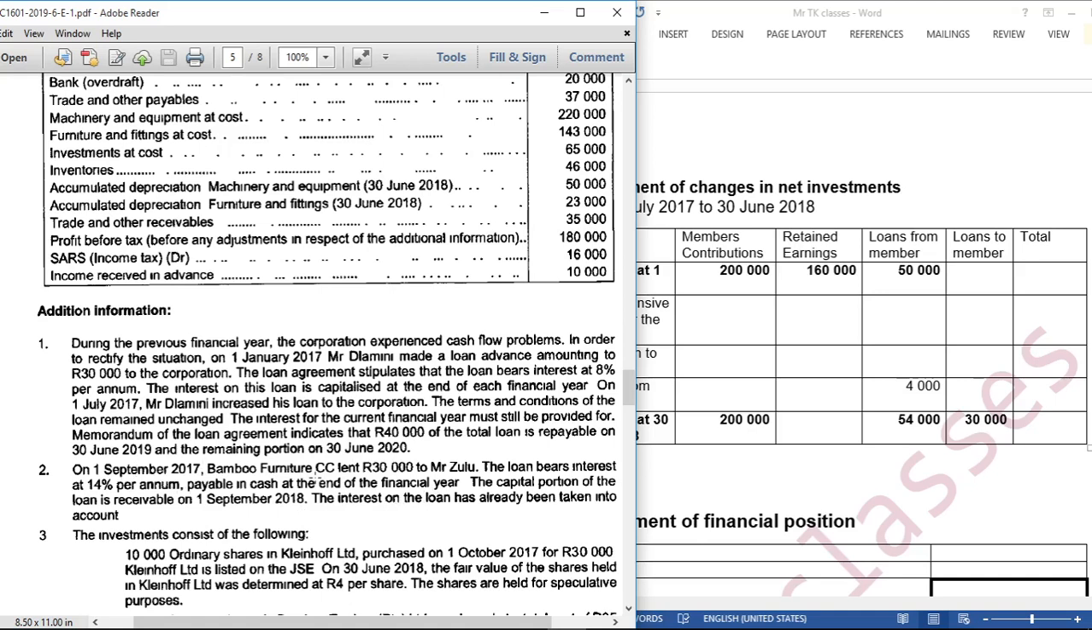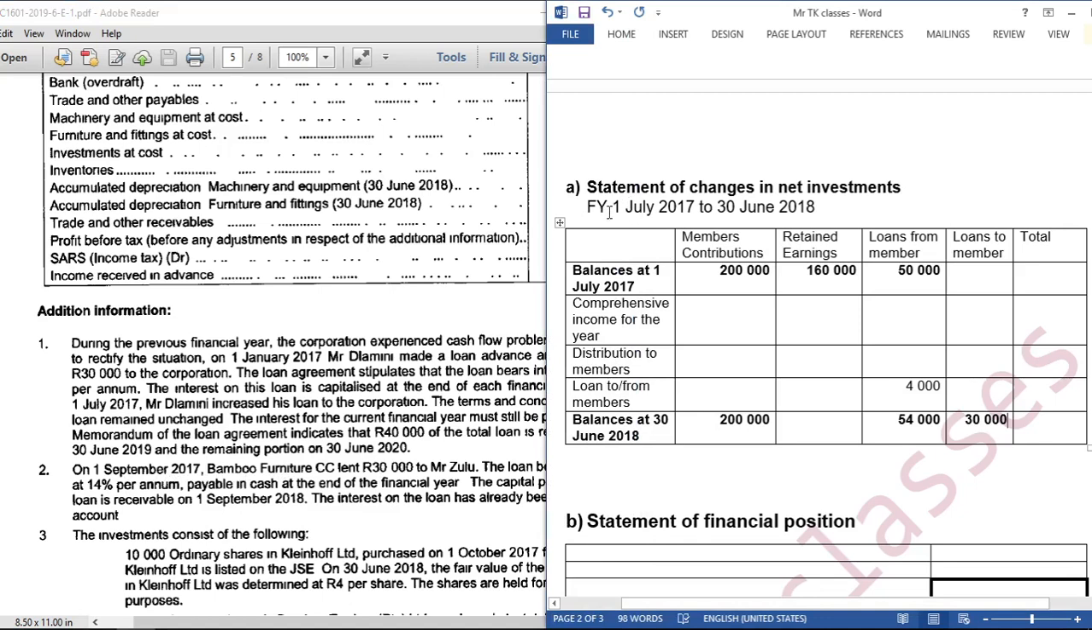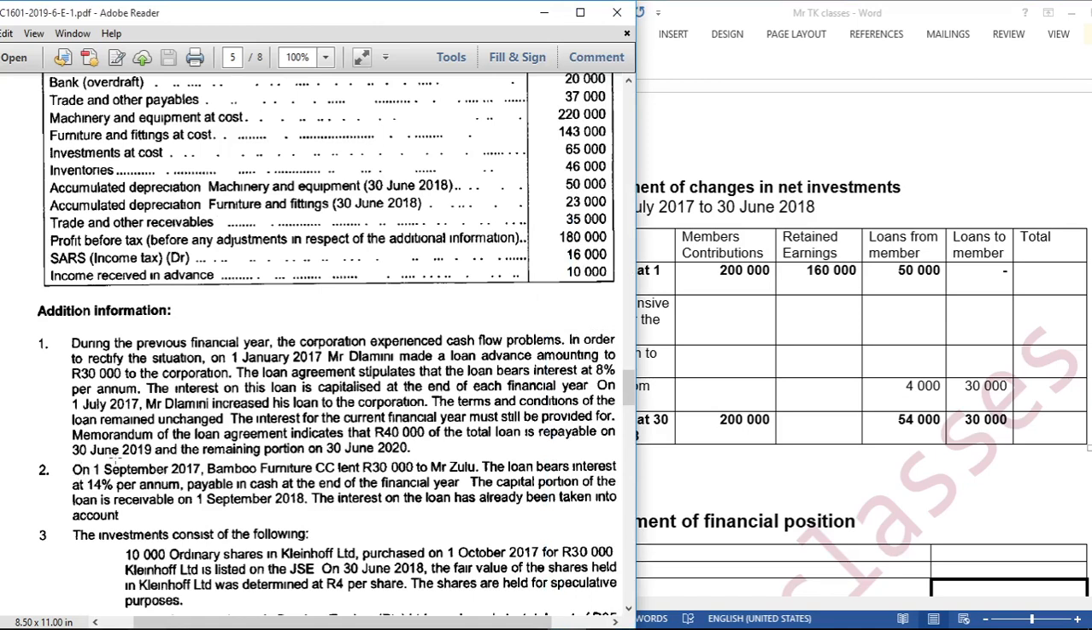So this loan was granted to Mr. Zulu when? On 1 September 2017. And if we look at our financial year, 1 September 2017 is during our financial year. So it means at the beginning here, there was nothing. This 30,000, they are saying it was granted during the year. That's why we have it now at the end. At the beginning, there was nothing. Because if you look at our additional information, this 30,000 was granted during the year, which means at the beginning there was zero.